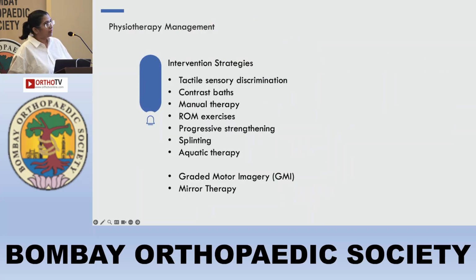Now I'll talk about some of the intervention strategies that we normally use at our clinic. This is just a summary. The last two I've kept separate because I don't use them much. Although there are studies that show that GMI and mirror therapy also work, I use the upper half.